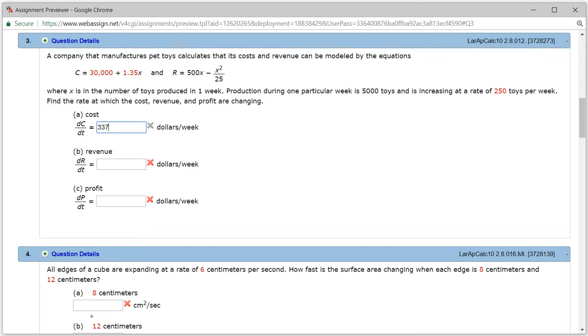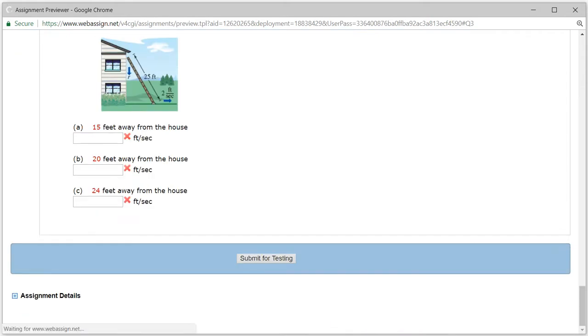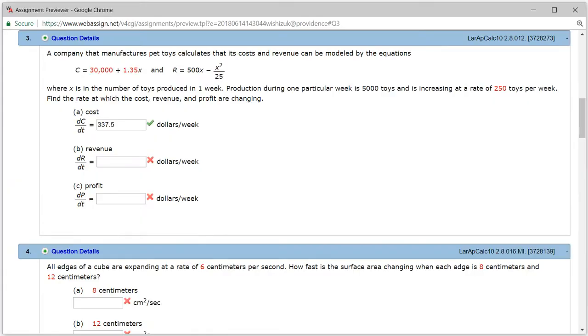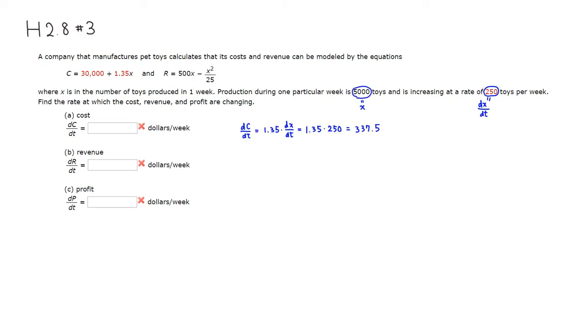So let's type it in: 337.5. Let's check the answer. Submit for testing. It came back and looks like we got part A correctly. So let's find that dR/dt.